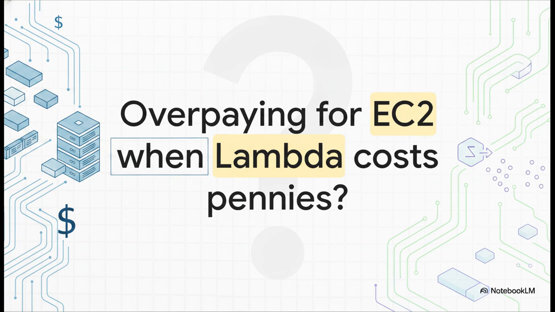So as we wrap up this explainer, I want to leave you with a bit of a provocative question to consider for your own projects. Now that you know the full AWS Compute menu, are you still overpaying for an always-on EC2 instance when a simple event-driven Lambda function could do the exact same job for just pennies? Cloud architecture is all about using the right tool for the right workload. Keep studying, keep optimizing, and best of luck on your CLF-C02 exam. Keep building smart.